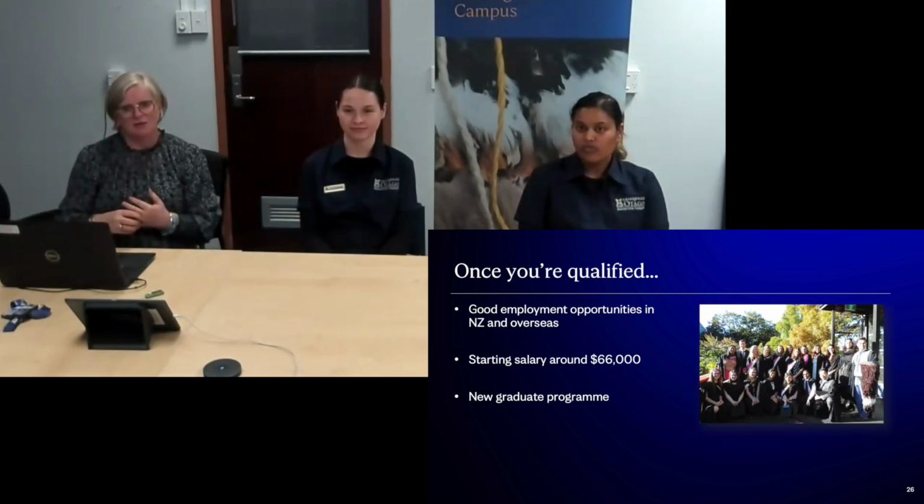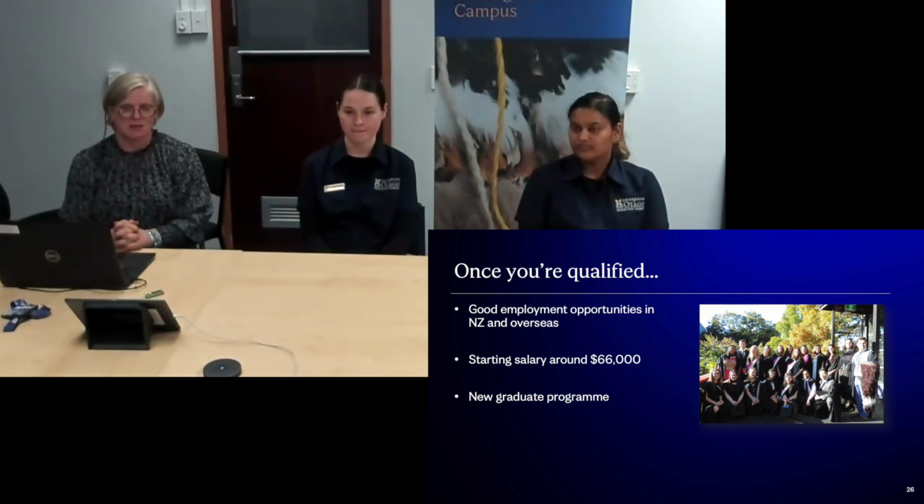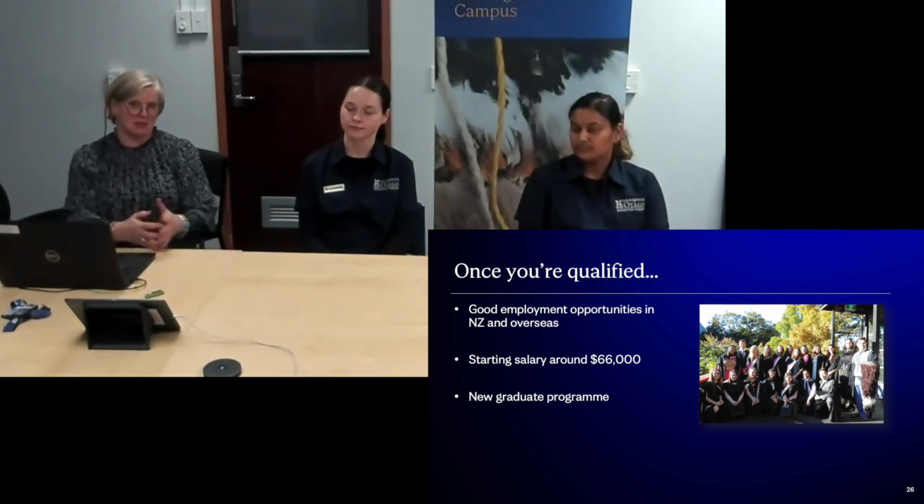Once you're qualified, we've got great employment opportunities in New Zealand at the moment. As I said, as there is with all health workers at the moment, there is a shortage of radiation therapists in New Zealand. The starting salary is around 66,000, and you progress by automatic progression for the next 8 years, up until the early 90,000s, I think.